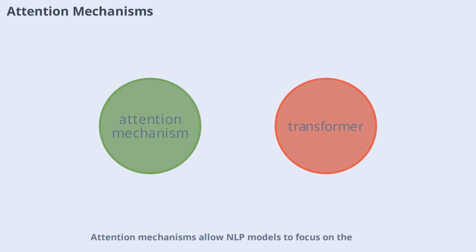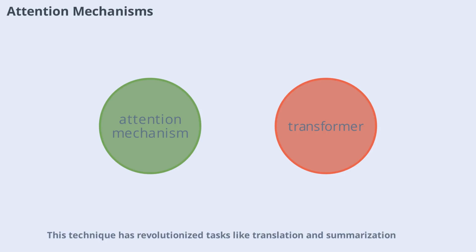Attention mechanisms allow NLP models to focus on the most relevant parts of input text when making predictions. This technique has revolutionized tasks like translation and summarization by enabling models to weigh the importance of different words. Attention is a key component of transformer architectures, which power state-of-the-art NLP systems today.